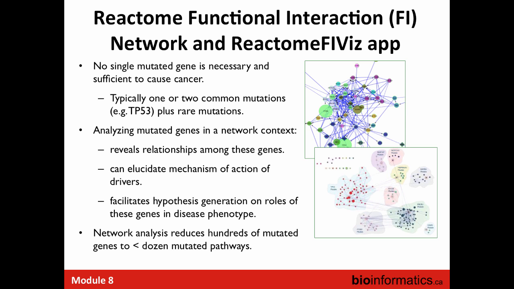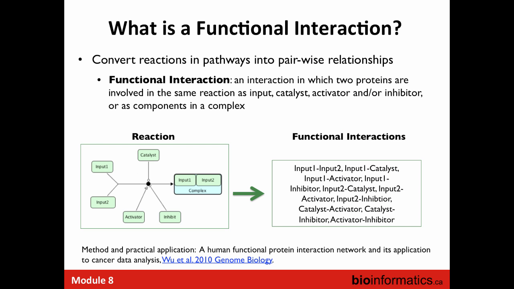Analyzing mutated genes in a network context allows you to reveal the relationships between the genes. You can elucidate the mechanism of action by relating the network information back to other pathway sources. And it facilitates some form of hypothesis generation on the role of these genes in the disease phenotype. Essentially, you're reducing thousands, not tens of thousands of data points down to a handful or a dozen or so mutated pathways.